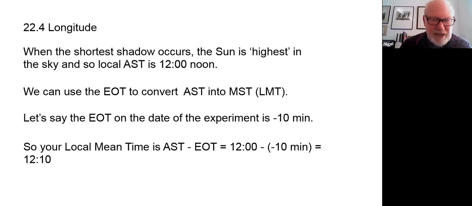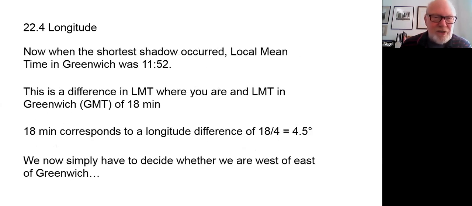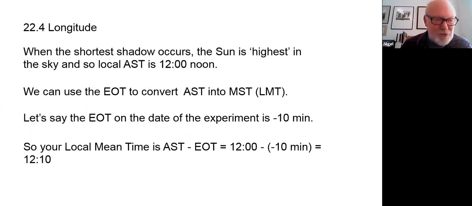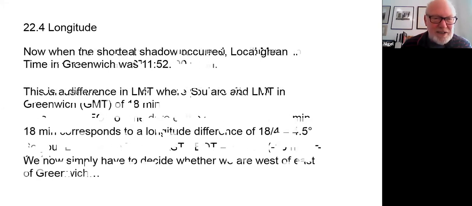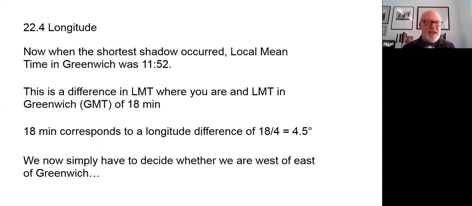All we need to do now is compare that local mean time to the local mean time in Greenwich, which was 11:52. And I think you'll agree that the difference between 11:52, let's just go back, and 12:10 is 18 minutes. So the difference in local mean time where you are and the local mean time in Greenwich is 18 minutes. So how much has the Earth spun? 18 minutes. Well, it's 4 minutes for 1 degree. So we divide 18 minutes by 4, we get 4.5 degrees. So we've used our shadow stick to determine that our longitude is 4.5 degrees east or west of Greenwich.